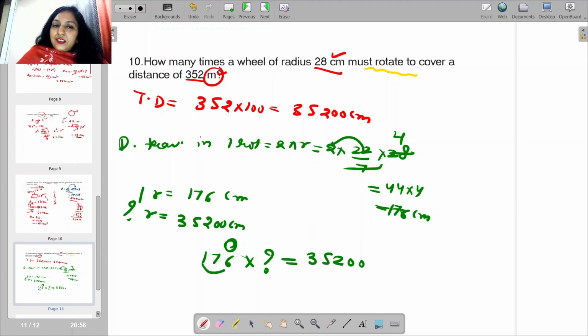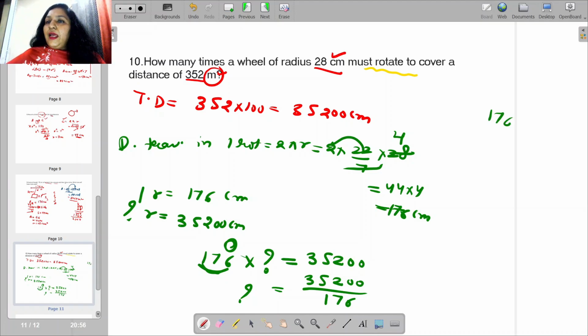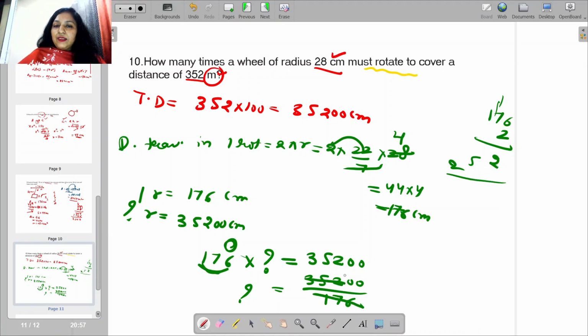On the left hand side, this number is multiplied. So on the right hand side, it has to divide. So 35,200 divided by 176. Let's see, 176 into 2. 6 into 2 is 12. 14 and 1, 15. It is coming 252. So 252 divided by 176 is 2. Along with 2 zeros, the answer is 200. That means a total of 200 rotations are required by the wheel to cover this total distance of 352.